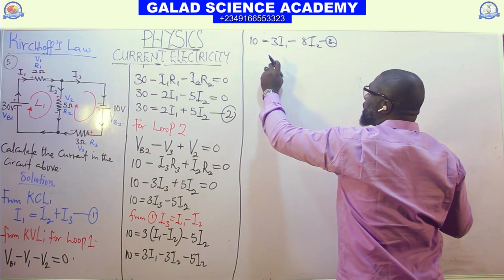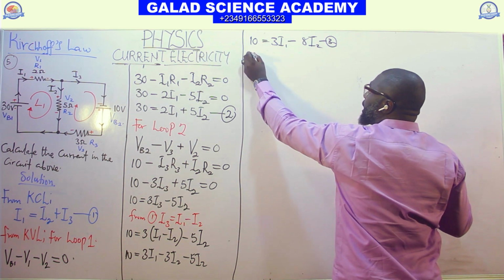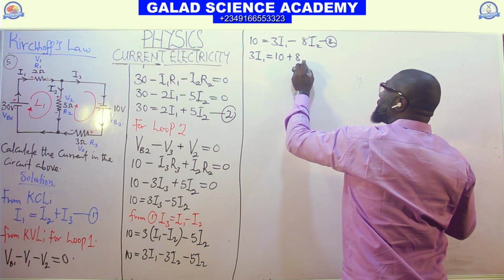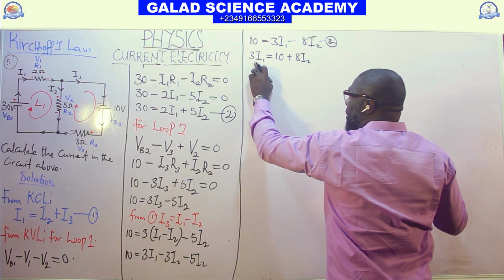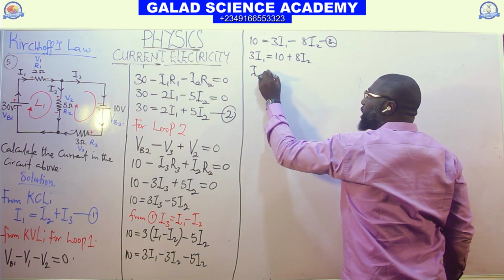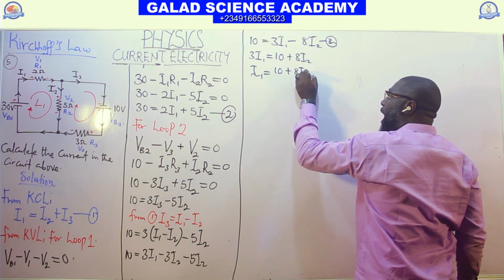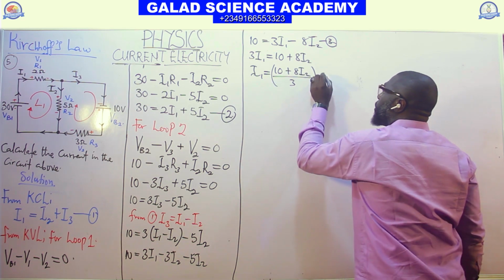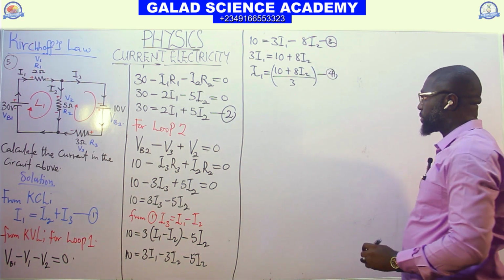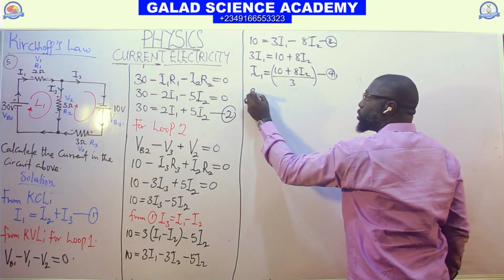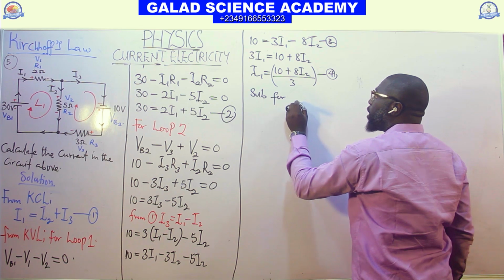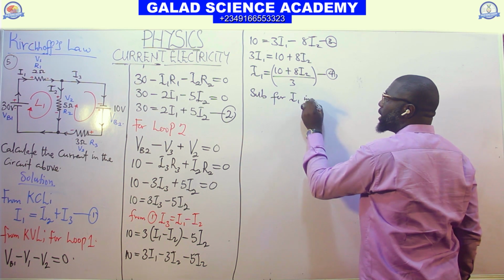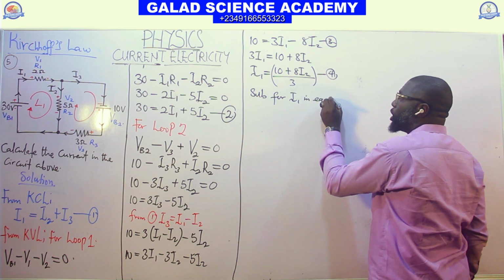From this expression, we are going to have 3I1 equal to 10 plus 8I2. Divide both sides by 3. The I1 will give us 10 plus 8I2 over 3. This is I1, we call it equation 4. We can now substitute for I1 in equation 2.